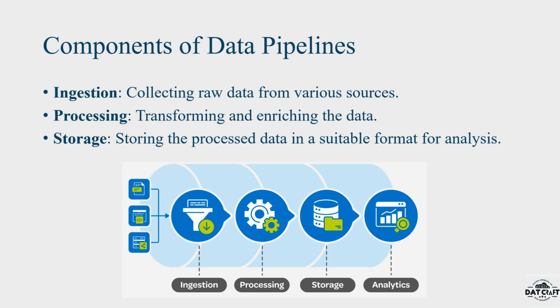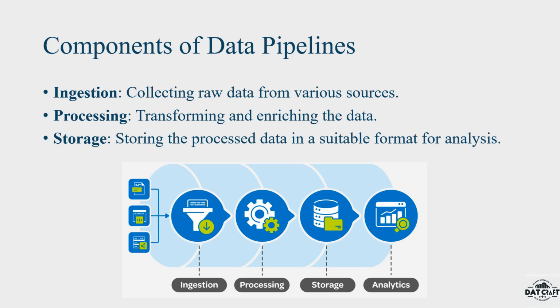Moving on to the components of a data pipeline, it consists of ingestion, processing, and storage. Ingestion is the first step in a data pipeline, where raw data is collected from various sources. These sources can include databases, APIs, IoT devices, web servers, and more. The goal of ingestion is to gather all relevant data that will be used for further processing. This step can be performed in real time, where data is continuously collected as it is generated, or in batches, where data is collected at specific intervals of time.